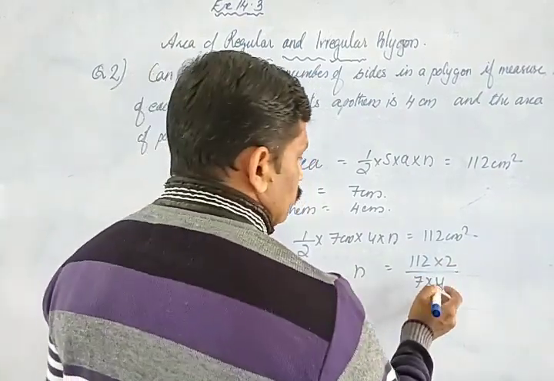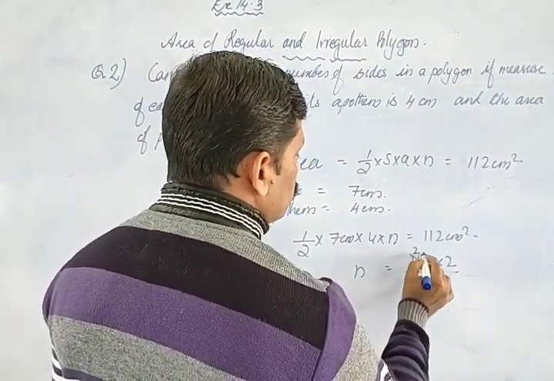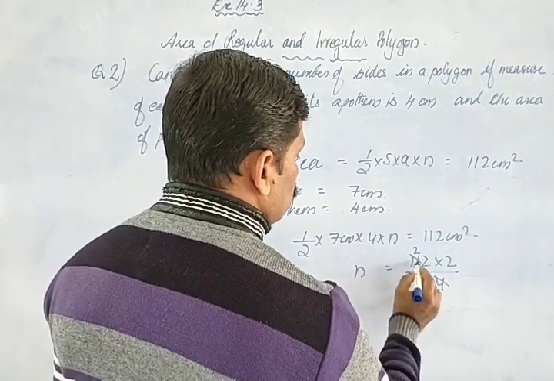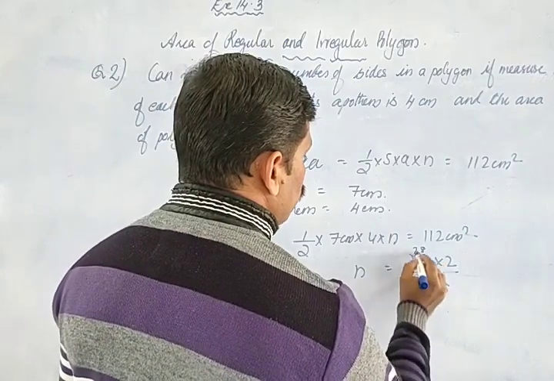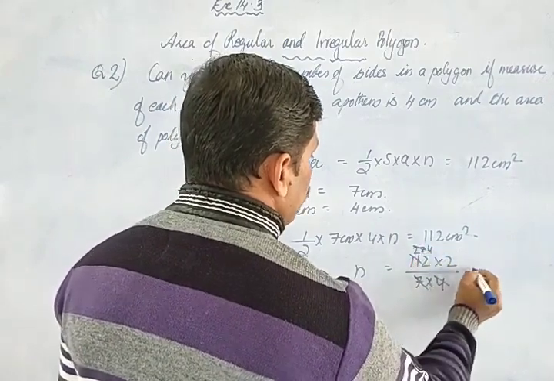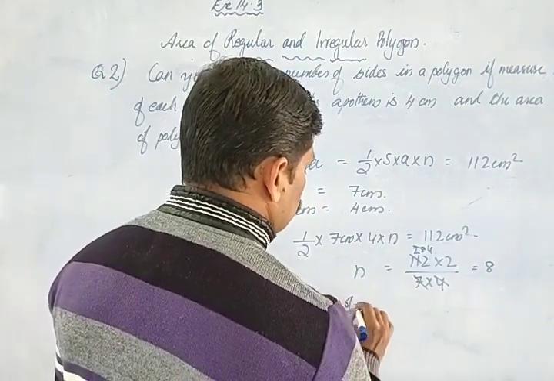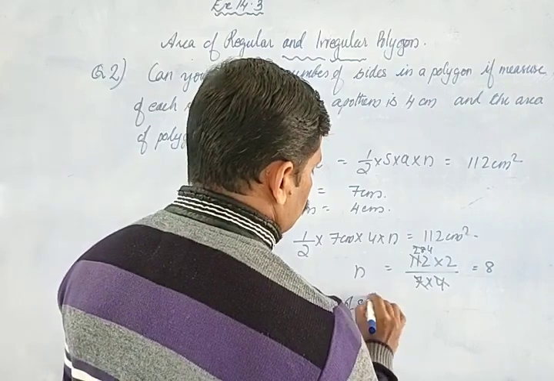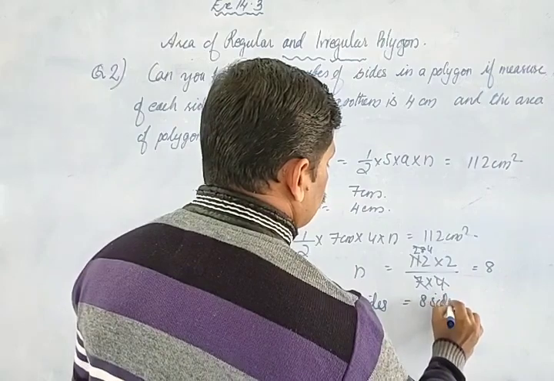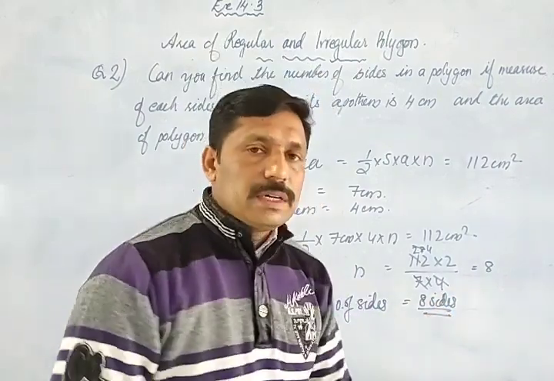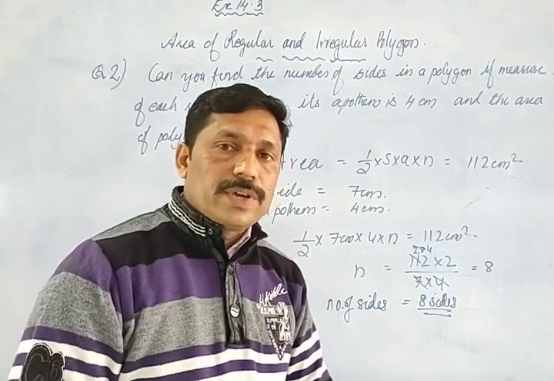We can divide this. 4 1s are 4, 4 2s are 8, and 4 8s are 32 and 7 4s are 28. That means 4 2s are 8. So the number of sides is equal to 8 sides. So that polygon has 8 sides. That regular polygon has 8 sides.